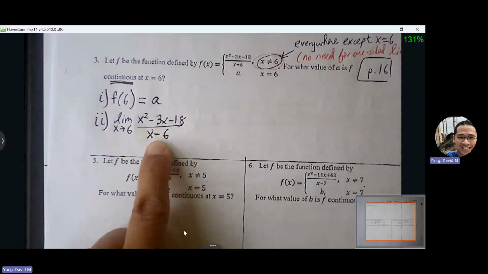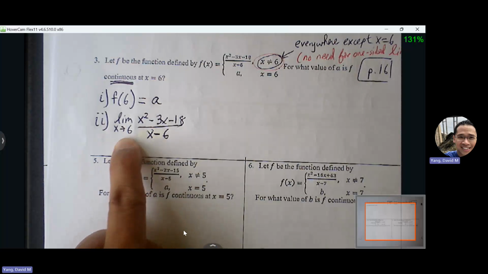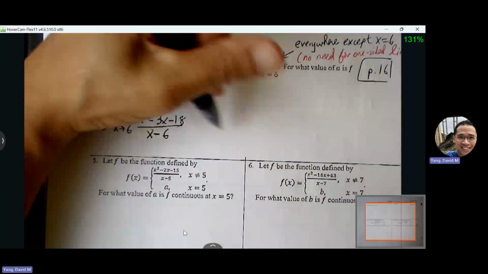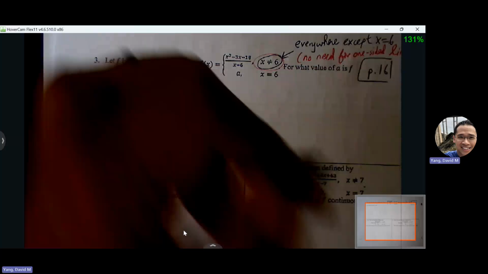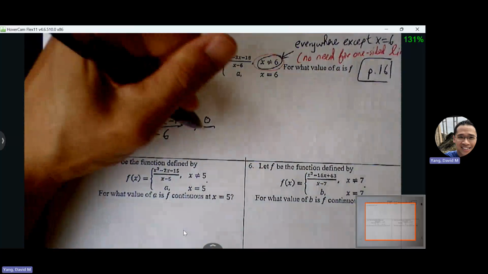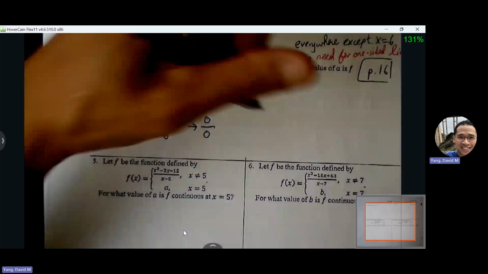Okay, so now this is going to allow us to review our previous steps for evaluating limits. What's the first thing that we do? Direct substitution. Yeah, plug in 6. 36 minus 18 minus 18. What do we get? 0. Denominator, we get 0 as well. What does that tell us? There's a hole, but the limit is going to exist. We just have to go through and find that limit.